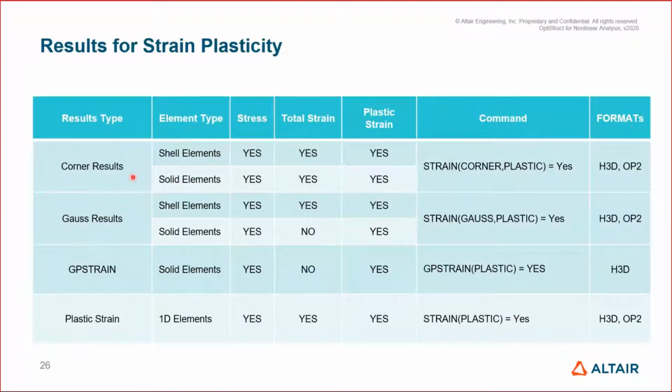Here are some strain results that we can output not just at the corner, but also at integration points. By default, it's going to output at the element. But if you want corner results or integration point results, then you can turn on these specific cards here.